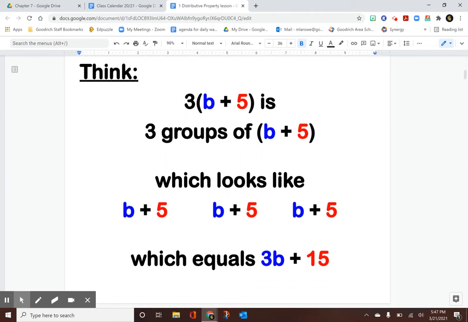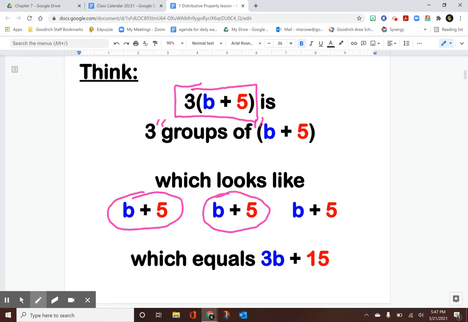So let's take a moment to think about this. When you see the expression 3 and then parentheses, b plus 5, it's really saying 3 groups of b plus 5. So here's one group of b plus 5 and another group of b plus 5 and a third group of b plus 5. When there's 3 groups of b plus 5, it looks like that.